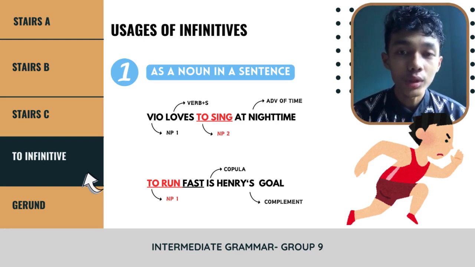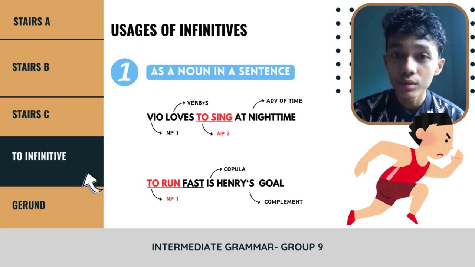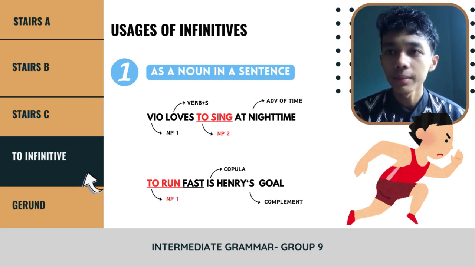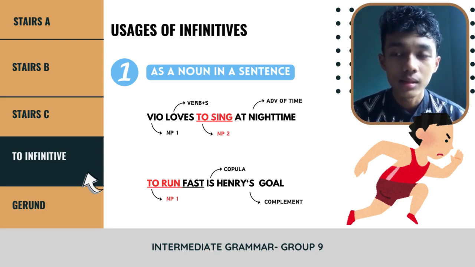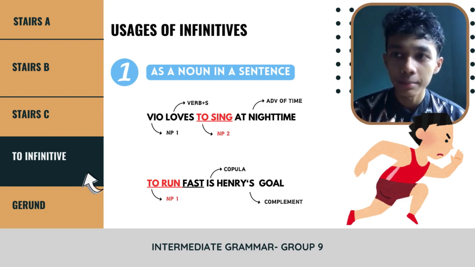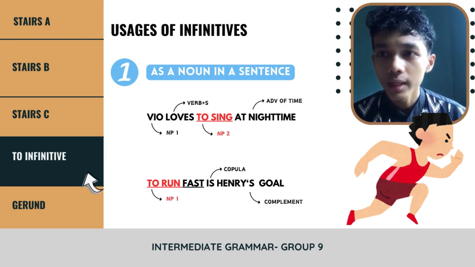Now, at the start, we already told you that the infinitives can be used as a noun. So for the first usage of infinitives, it can be used as a noun in a sentence. For example, you could see Vio loves to sing at nighttime. So to sing is the noun in this sentence. You have NP1, verb plus S, NP2, which is the to infinitive, and the adverb of time.